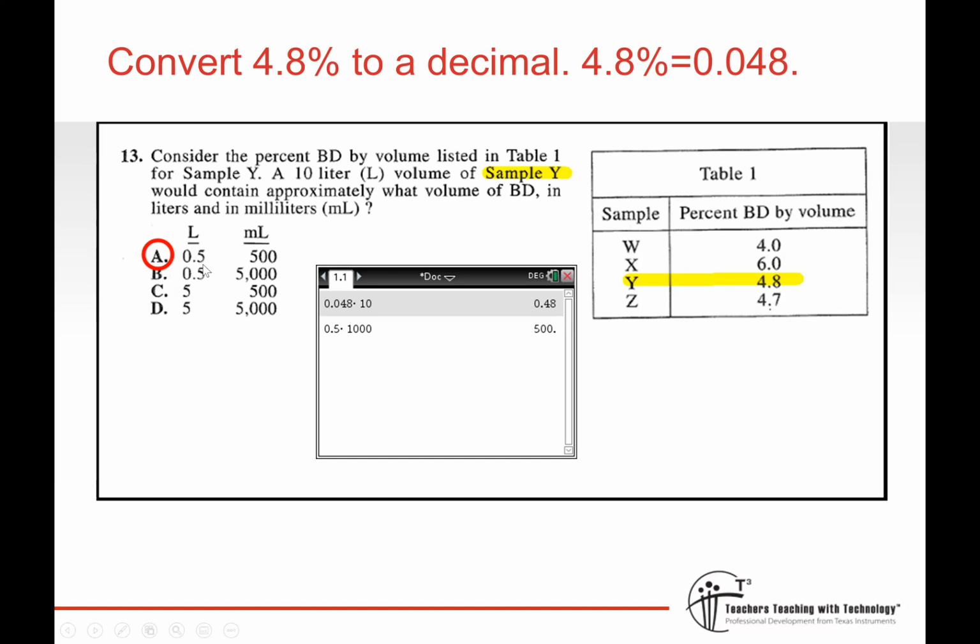Well, if this is in liters, how many milliliters would that be? Well, let's take the 0.5 that we're picking from the first piece, right? 0.5 times 1,000, right? Because aren't there 1,000 milliliters in 1 liter? And that would give us 500, which is A. So this is kind of like a math question, where you have to know percents, and then also a science question, knowing the milliliters to liters correspondence.